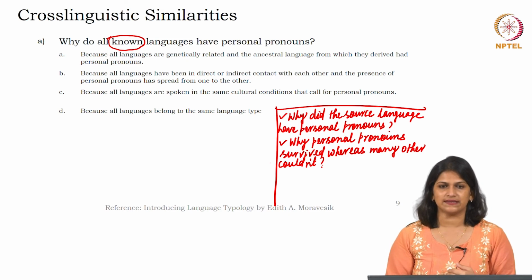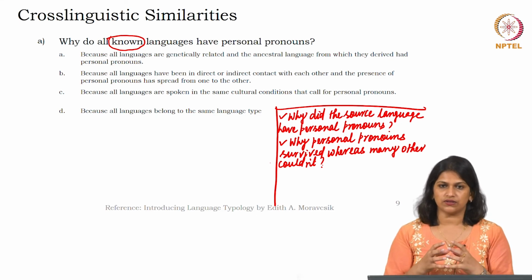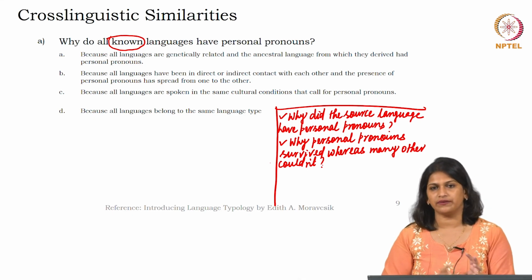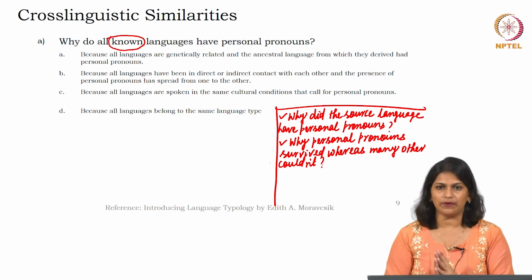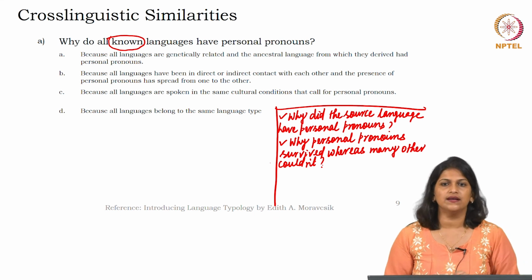The third hypothesis is that because of the similar cultural conditions for all languages, in a sense, it's true that all languages share some of their environment. At least one shared relation is that all the languages are spoken in a human community. So, considering languages are spoken in a human community, the environment remains the same, and because of the similarity in the cultural environment, personal pronouns spread from one language to the other. So, these are different hypotheses that we can consider to answer such kinds of questions.